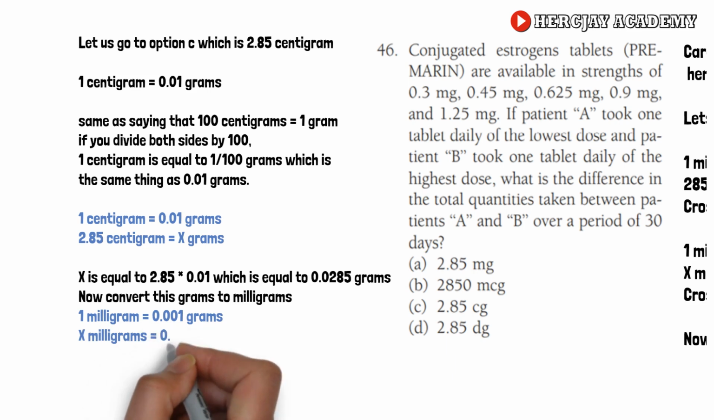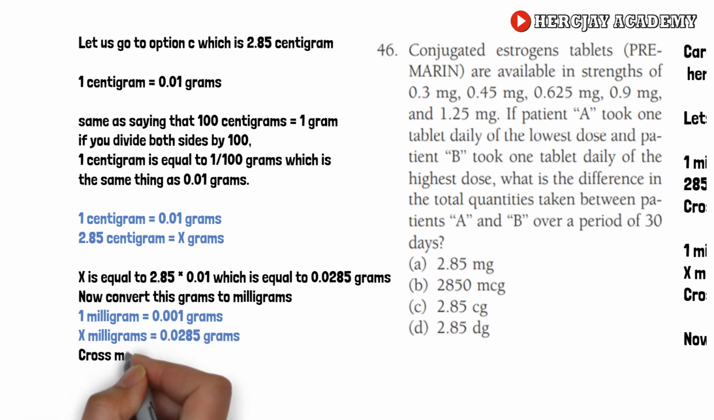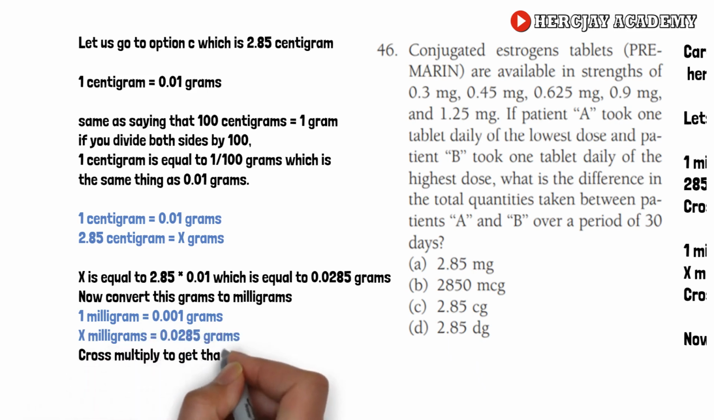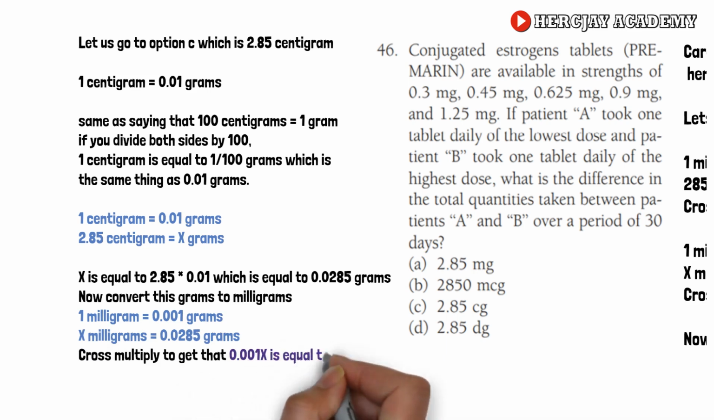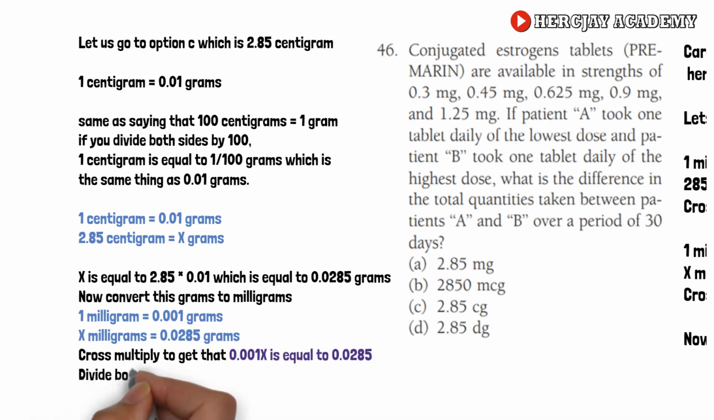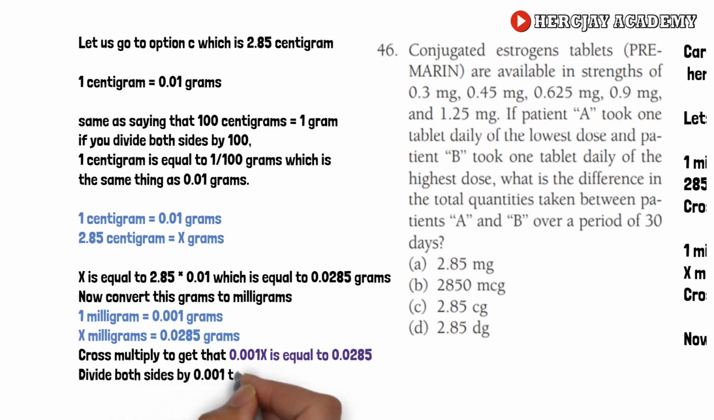Now, convert these grams to milligrams. 1 milligram is equal to 0.001 grams. Therefore, x milligrams is equal to 0.0285 grams. Cross multiply to get that 0.001x is equal to 0.0285. Divide both sides by 0.001 to get that x is equal to 28.5 milligrams. So yes, option C is definitely the correct answer. No need to test option D, because after converting it to milligrams, you won't get 28.5 milligram.